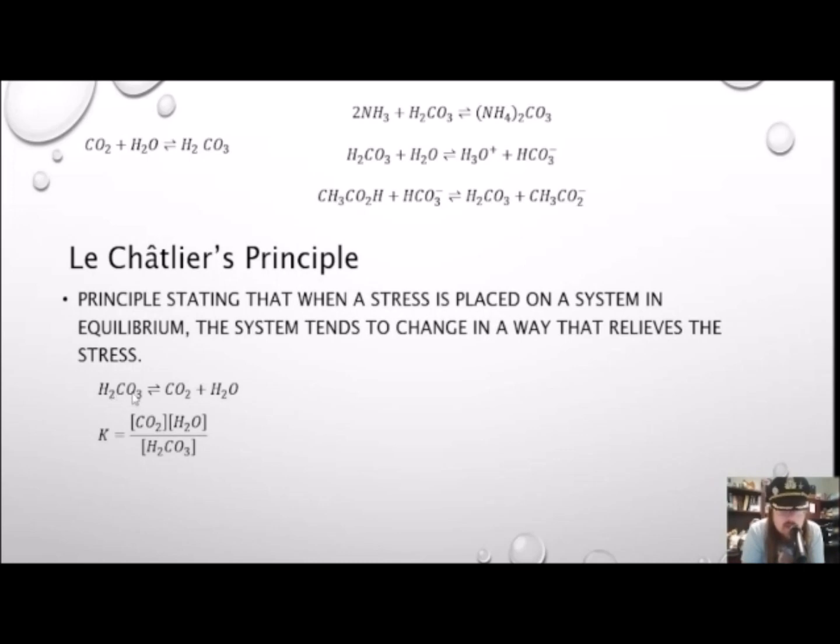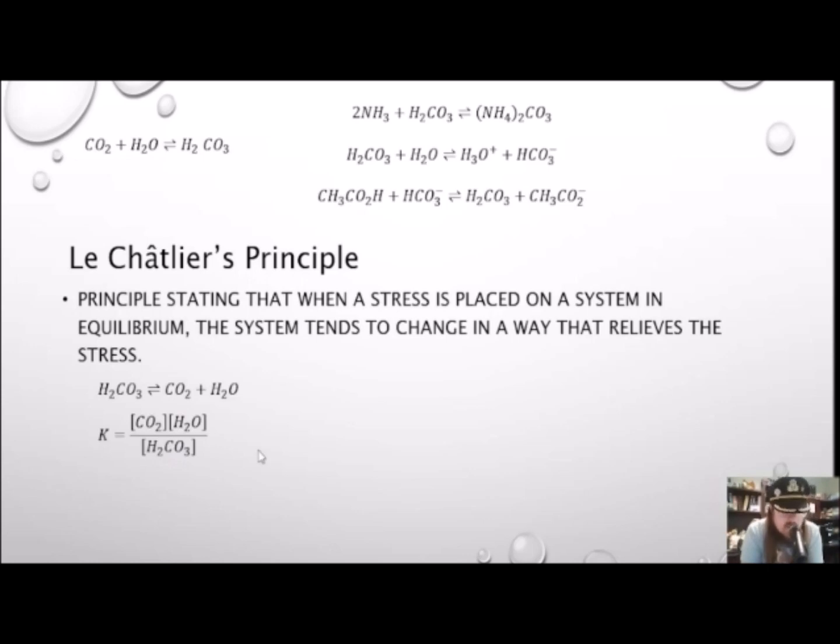In the case of carbonic acid, if I add more carbonic acid, it's going to produce more CO2 and water. If I add more CO2, it's going to produce more carbonic acid. More CO2 is going to dissolve. We have a K expression here that looks at CO2, water, and carbonic acid, where if one of these values goes up, the value on the other side must go up to match it, to relieve that stress. If one of these values goes down, the other must go down. These will essentially be kept at equilibrium: as I replace one, I change the other.